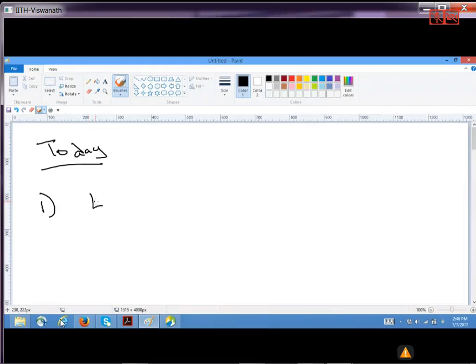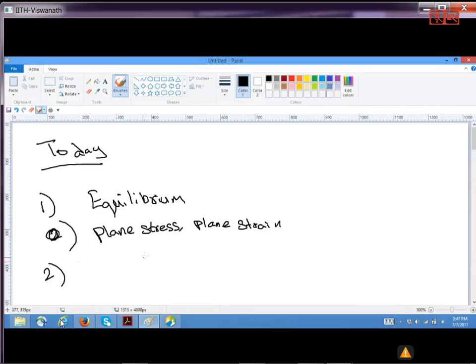We'll talk about equilibrium or equilibrium equations. The next one I forgot to mention, maybe I will also discuss as a 0 point, that is plane stress and plane strain condition. Then once I'm done, I'll try to deal with the topics like method of weighted residuals. This is what I plan to do.